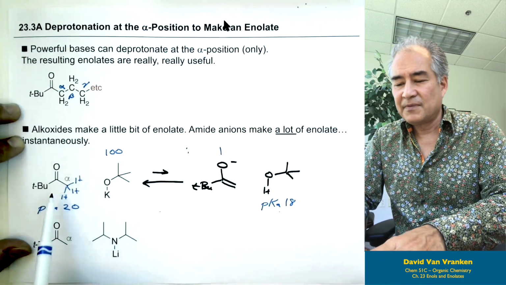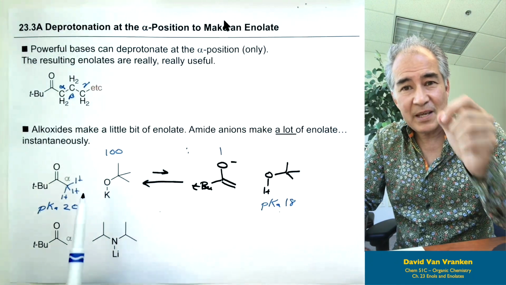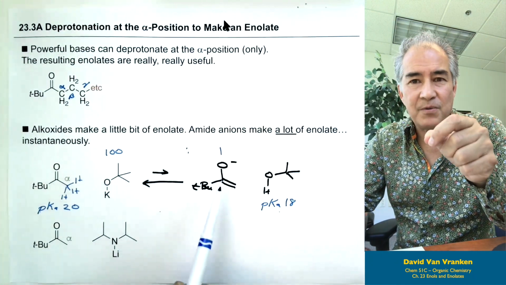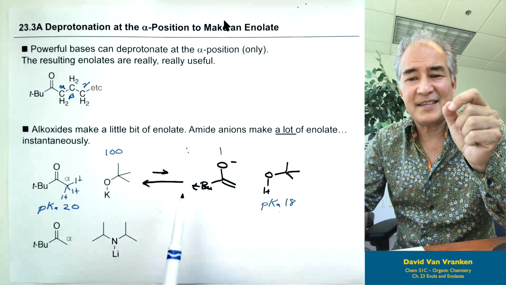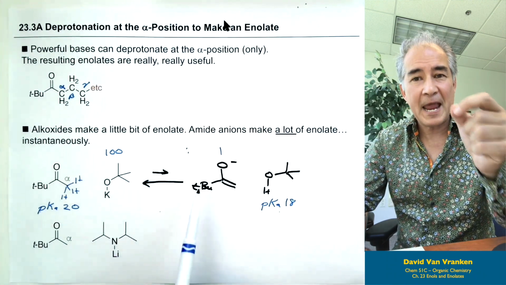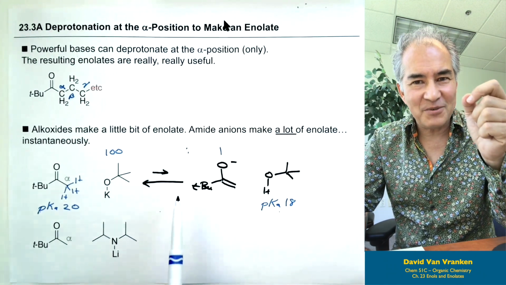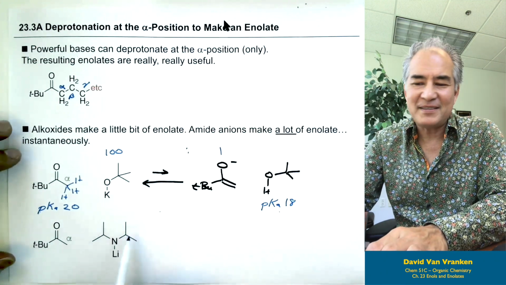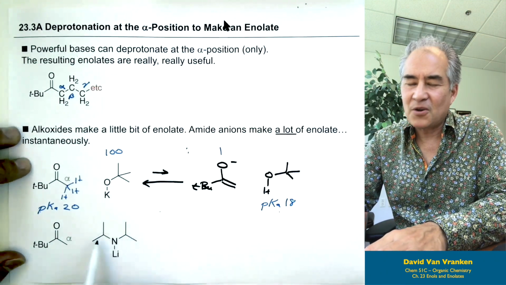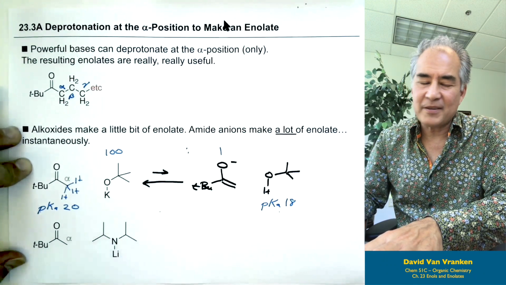So for every 100 molecules of ketone that I look at in solution, only 1 out of 100 will be deprotonated. Very little of your ketone will exist as this enolate if you use a lame base like t-butoxide. Let me show you the base you should use if you want to deprotonate next to a carbonyl. It's this new base that you haven't seen before. It's called lithium diisopropylamide, and we'll talk more about that in a second.